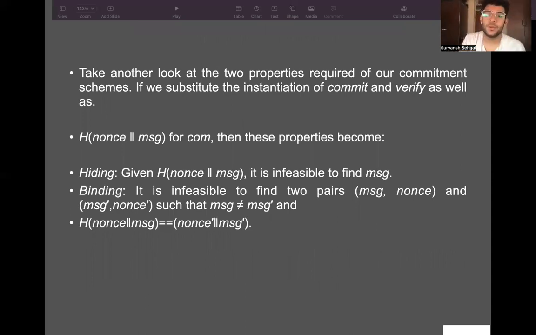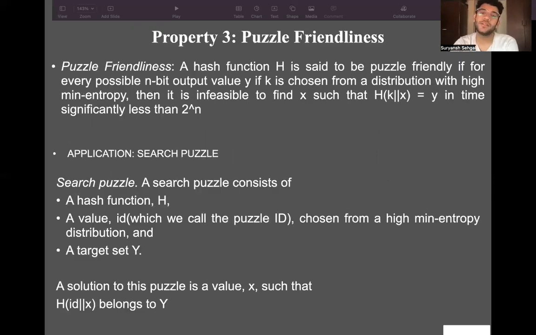If we take another look at the properties required of our commitment scheme, and substitute the instantiation of commit and verify with the hash function of nonce concatenated with message for com, then these properties follow: hiding, where we can't find the message, and binding. Binding is similar to collision resistance, as it is infeasible to find two pairs with the same hash but different messages. The third property is puzzle friendliness.